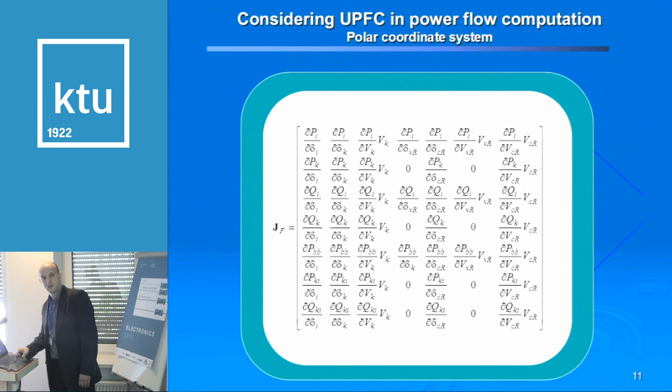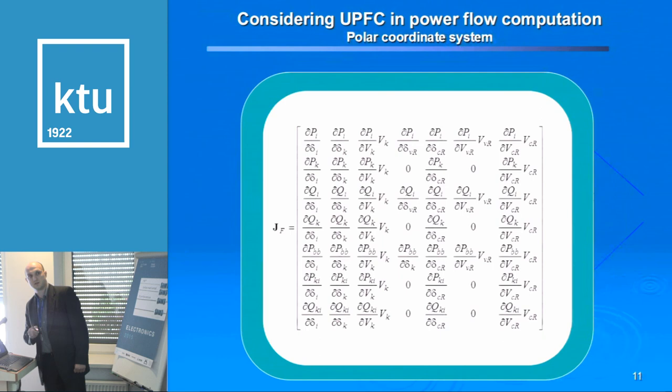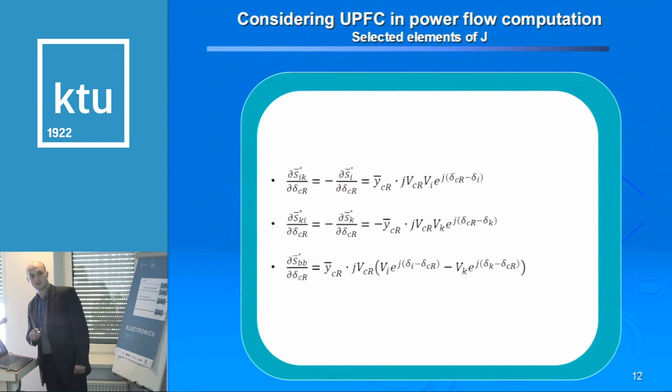If we take a closer look at this equation, we see that when this voltage is close to zero, the whole column may be close to zero, so it leads to ill-conditioning of the Jacobian. Or if this voltage is zero, we have all columns equal to zero, so we have a singular Jacobian. So in this situation, we cannot solve the problem.